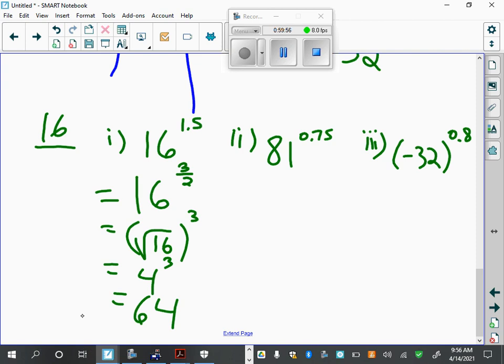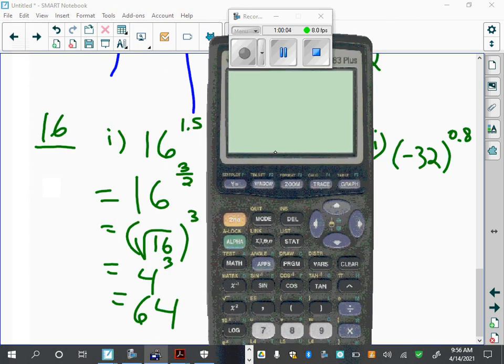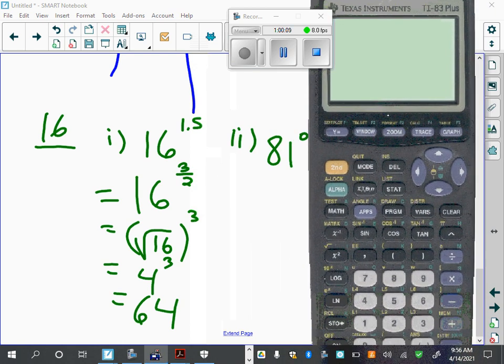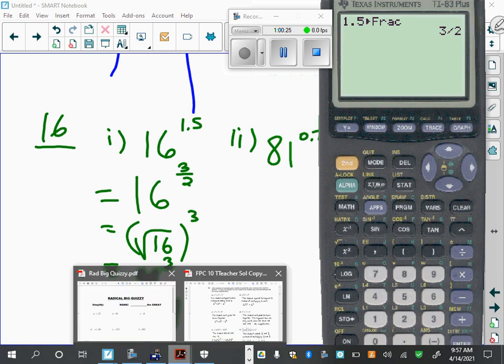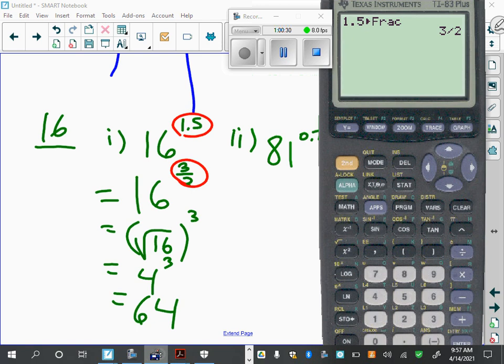Turn the decimals into fractions. This is what I mean. If you have 1.5, I'll show it to you once with the calculator. You put 1.5, then you press math, and then number 1 turns it into a fraction, so just press enter, and then you got to press enter again. And that turns 1.5 into 3/2, which allows you to root it and cube it.